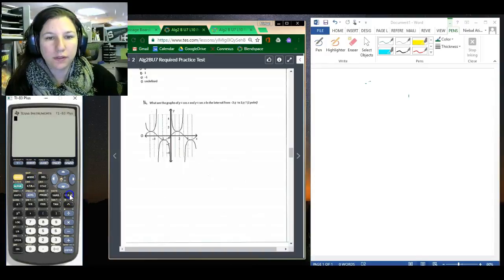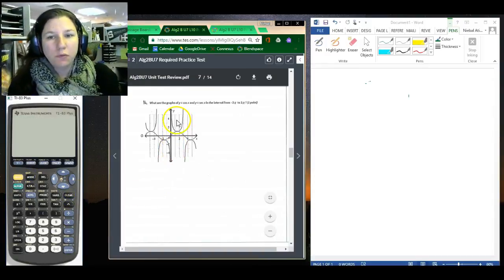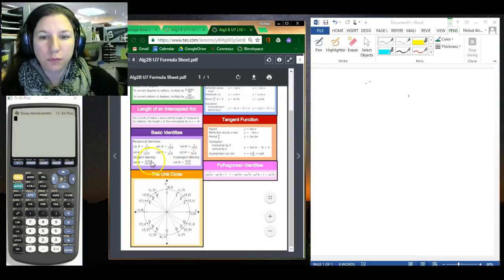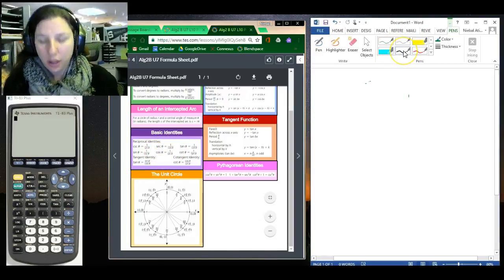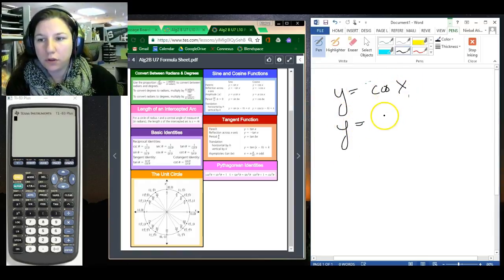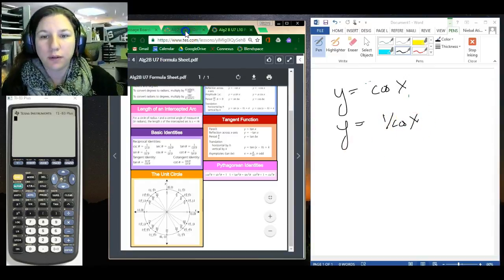All right, number 16. What are the graphs of y equals cosine x and y equals secant x from the interval negative 2 pi to 2 pi? So if you're not sure what secant x is equal to, you can go to your formula sheet. We have the basic identities. So secant is 1 over cosine. So what we're going to be doing is graphing y equals cosine x and also 1 over cosine x and seeing what the graphs look like.